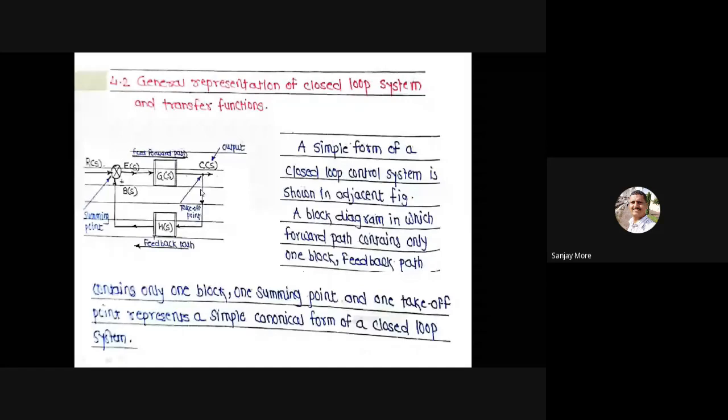Decision takeoff point means, if the water level decreases or increases, they can take a decision to start the pneumatic valve or stop the pneumatic valve, and this feedback is attached to the error. Also here R(S) means reference input, C(S) means control output, E(S) means error signal, B(S) means feedback signal, G(S) means equivalent forward path block transfer function, H(S) means equivalent feedback path block transfer function.